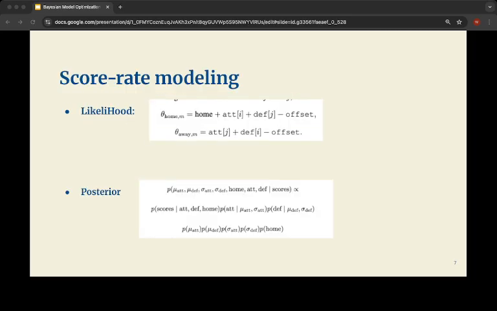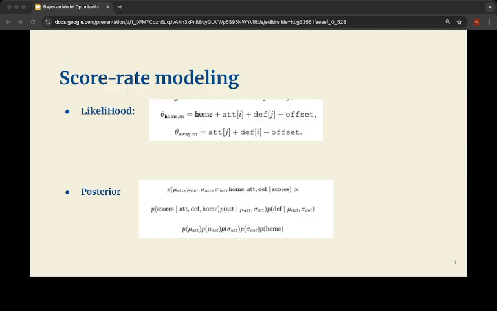For the score modeling, the likelihood of this model uses the home advantage plus the specific team's attack power and defense power, minus the offset to normalize the score. Otherwise, the away team will not add the home advantage, but still normalizes both strengths of attack power and defense power.